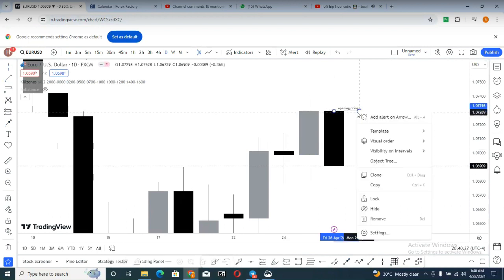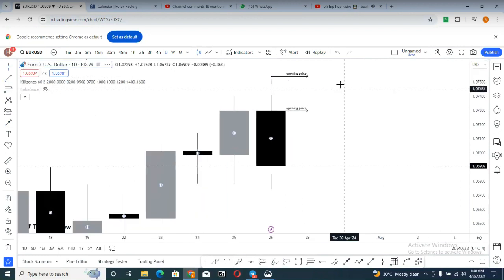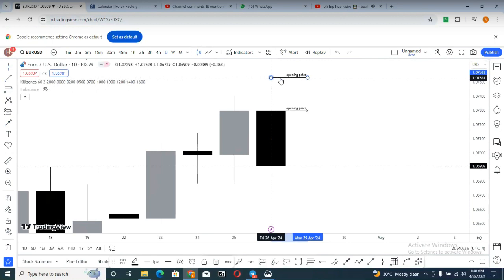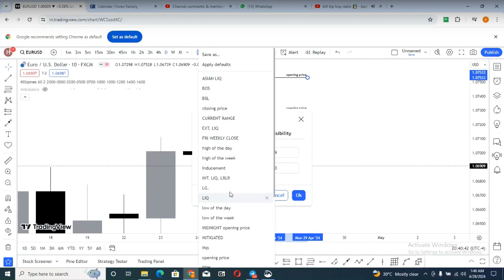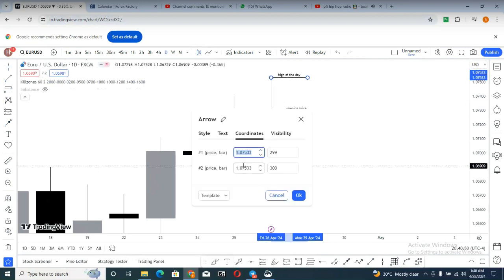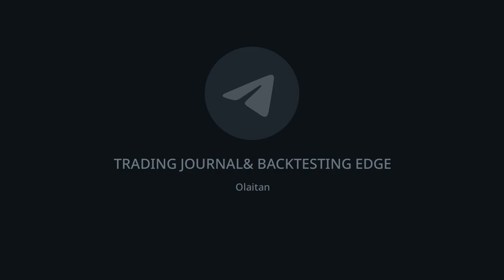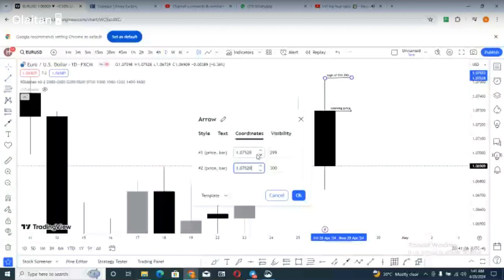Then we created the high of the day for the bearish. This is the high of the day. I'm sorry, high of the day. This can also be done on the weekly also. The high of the day, we look at this place also. The high of the day was 528, so that we can be right on the exact value.